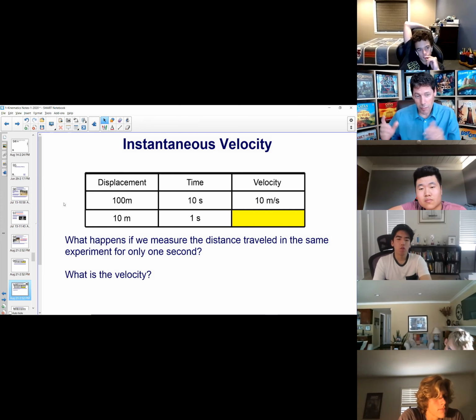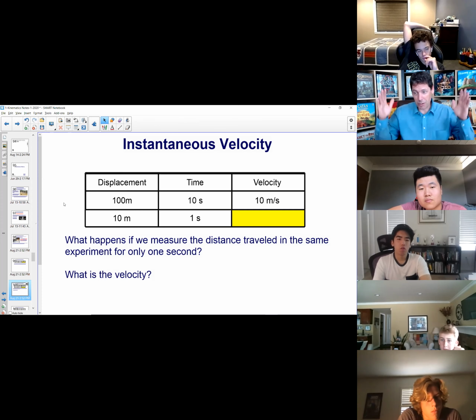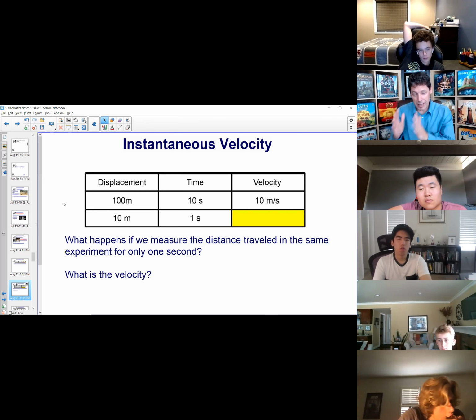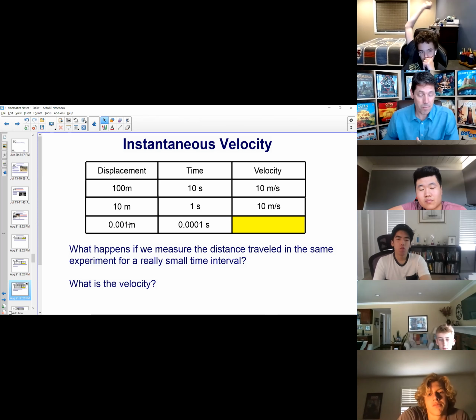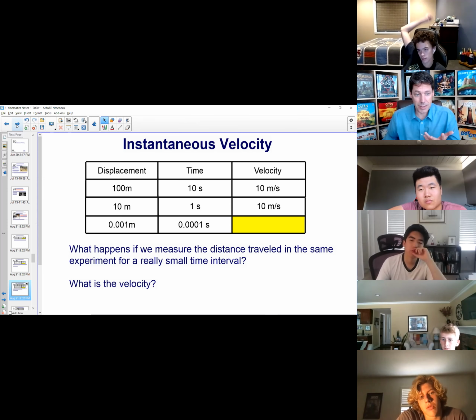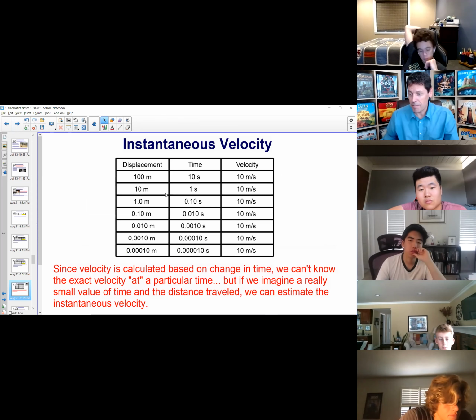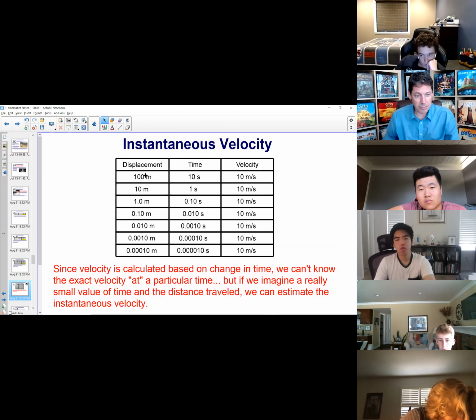Well, what if we made it even smaller? So we went from 100 meters to 10. We went from 10 seconds to 1. What if we made it even smaller? What if we went down to 10 thousandths of a second? Well, in 10 thousandths of a second, it would travel a thousandth of a meter if it's going the same rate. But what's the velocity in that case? Still 10.